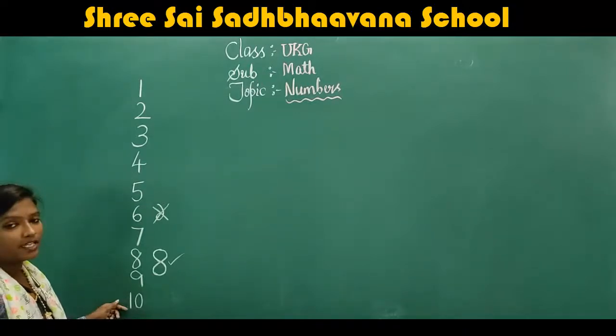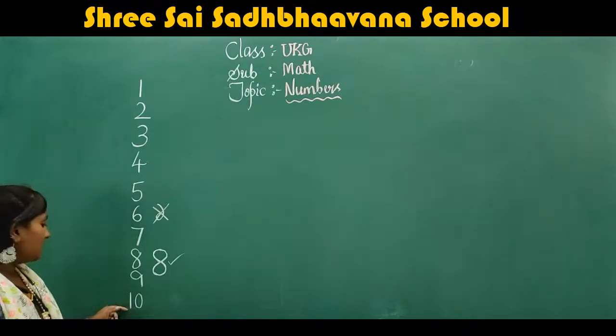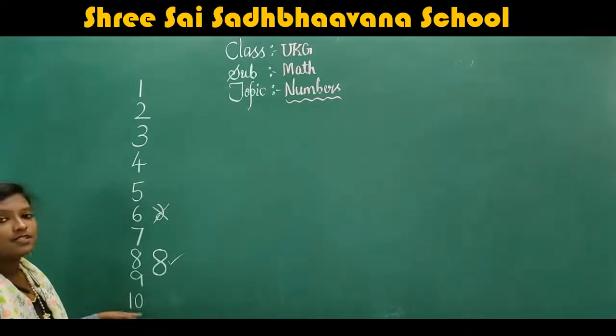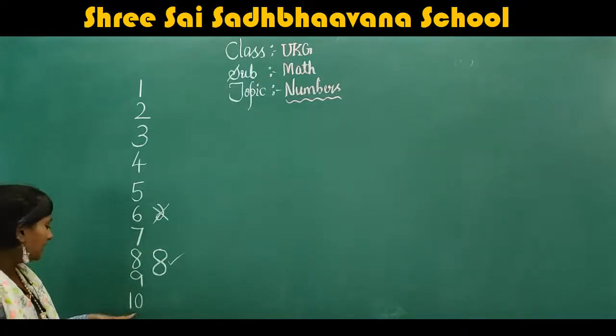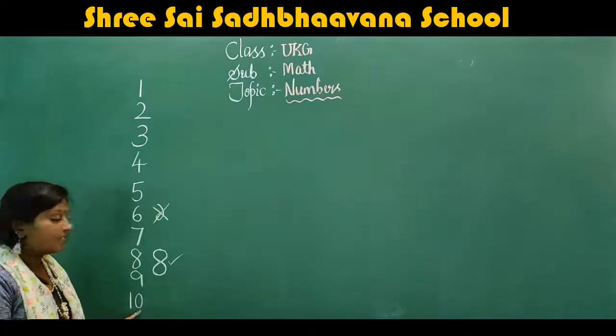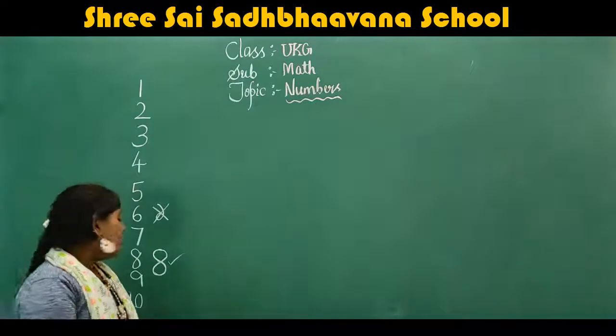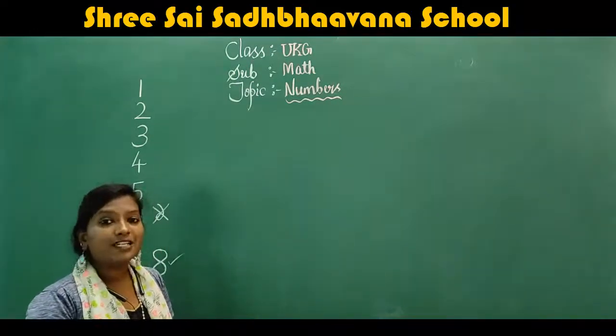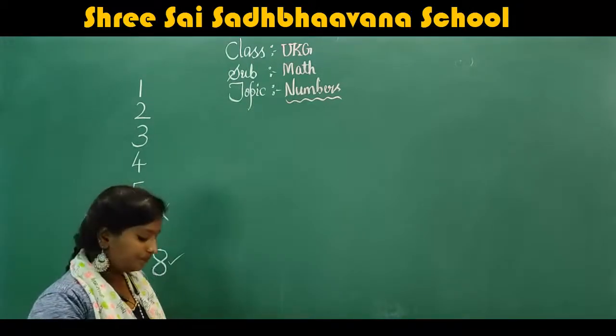After 9, number 10. Then how to write number 10? Yes, one standing line and 0. Or number 1, 0. It's called number 10. See here children, this is number 10. After 10, number 11. Then how to write number 11?